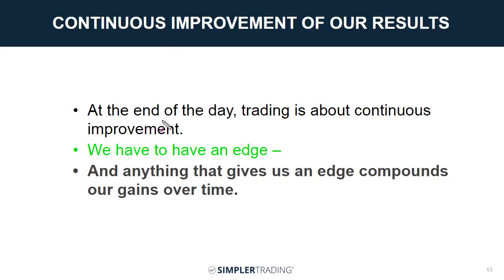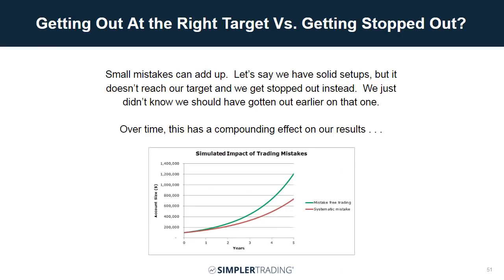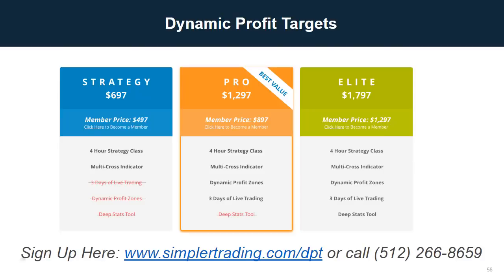And at the end of the day, trading is about continuous improvement. We all know we have to have an edge, and anything that gives us an edge compounds our gains over time, which is critical. With an edge, our gains can take off exponentially. Without an edge, even if we're doing well, we're lagging behind. And that's simply from, hey, you could have gotten out for a $1,000 profit at the lower target had you known it had no chance to get to the higher target, instead of getting stopped out. That's a huge difference over time.